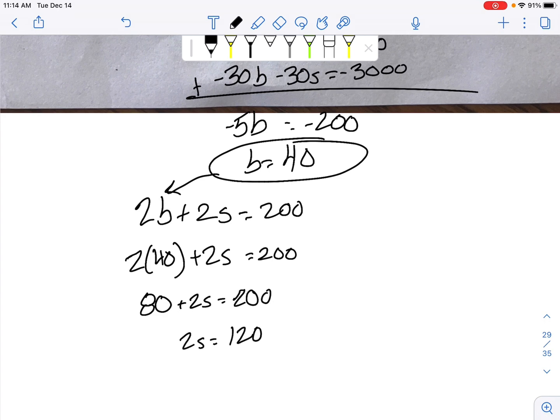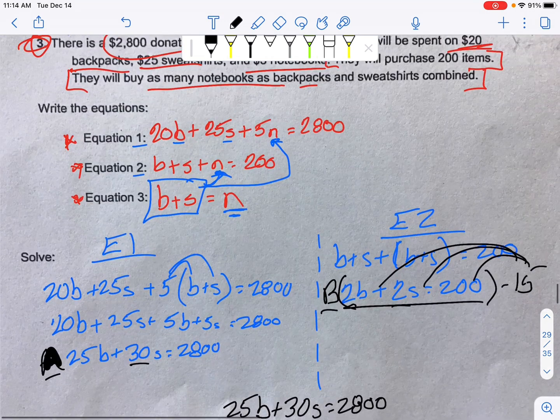S equals 120, S equals 60. So we have two of our variables, B and S. Now we go back to our original equations and we choose our favorite. Well, we know that B plus S gives us N. So that means N would equal 100.